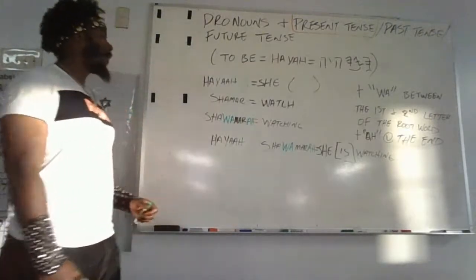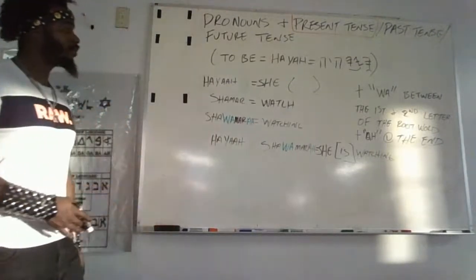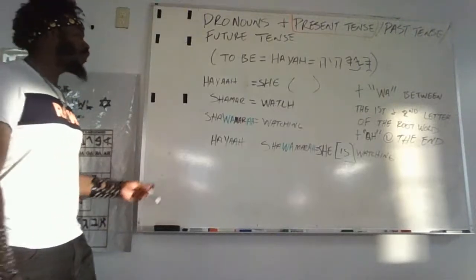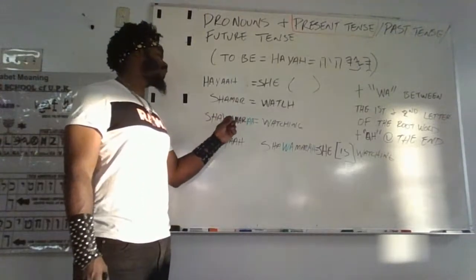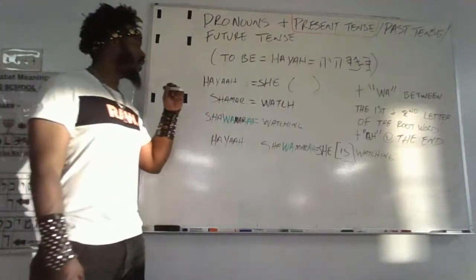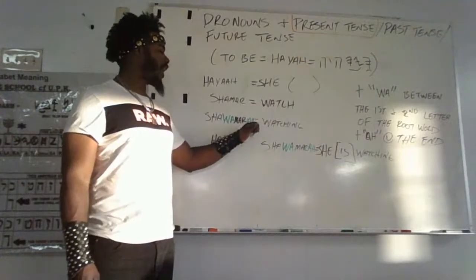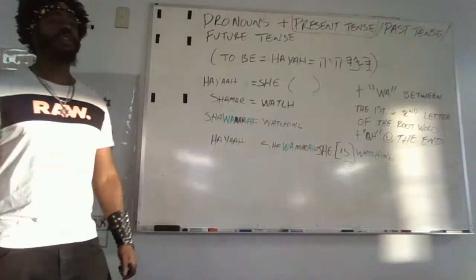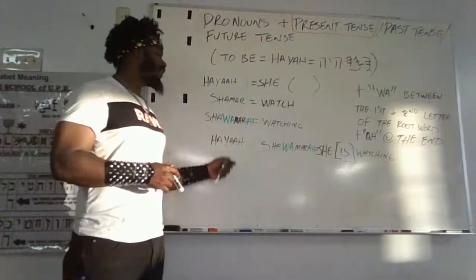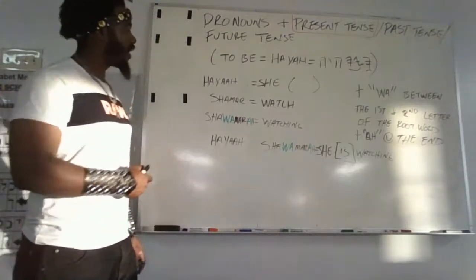So remember, when you're dealing with third person singular form, masculine or feminine, it's always going to be a wa between the first and the second letter. But the caveat is in the feminine sense, it's always going to add an -ah at the end of it to let you know that it's feminine. So you got that.